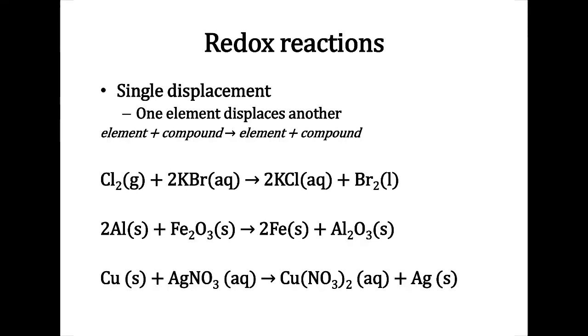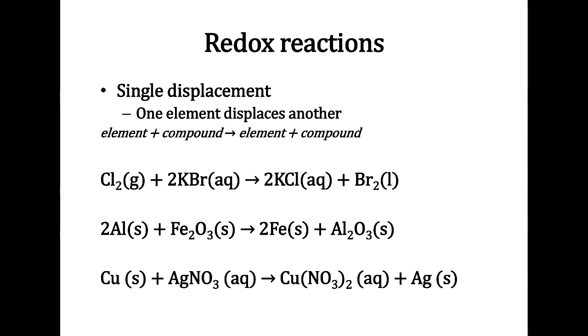Let's go ahead and talk about specific types of redox reactions. So the first type of redox reaction is a single displacement reaction. This is whenever one element displaces another. So what you're going to want to do is look and identify what's the element, and then is it going to be more likely to behave as a cation or an anion.